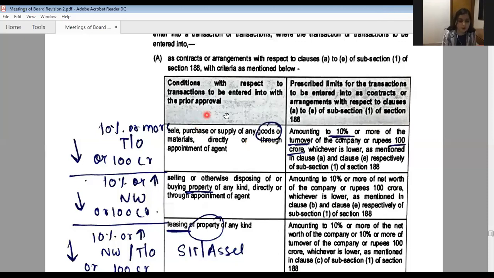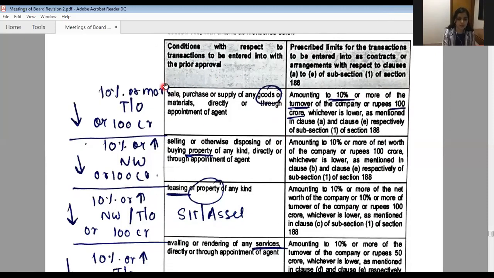Now, in case of the following transactions, if it exceeds the limit, we need the prior approval. The first transaction is sale, purchase, or supply of any goods or material directly or through appointment of agent. The limit is 10% or more of turnover or rupees 100 crores, whichever is lower. Now here it is goods, so we'll connect it with turnover limit.